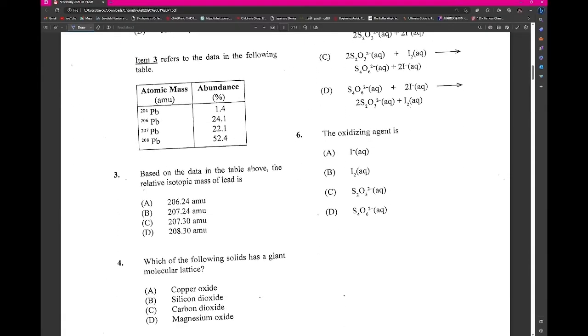For number 3, based on the data in the table above, the relative isotopic mass of lead is, so for this we're going to have sigma, relative isotopic mass times the abundance, divided by 100. You should get the value around 207.241, which B would be the best answer.